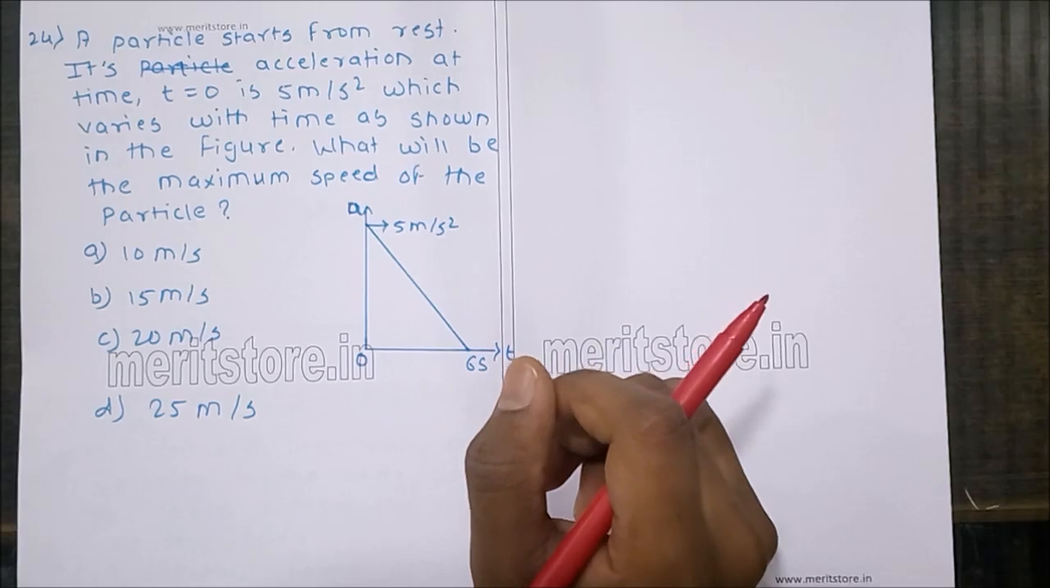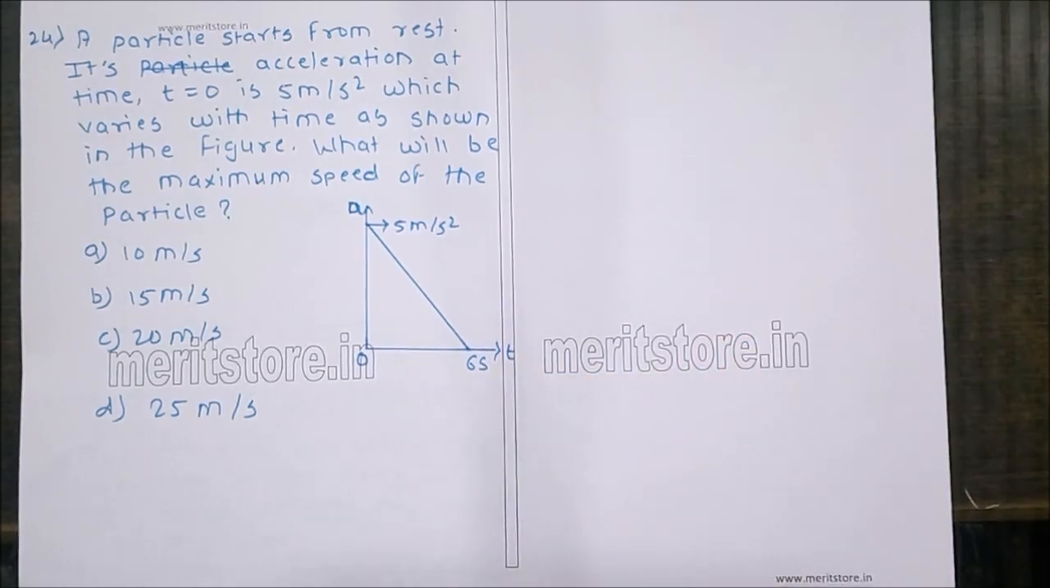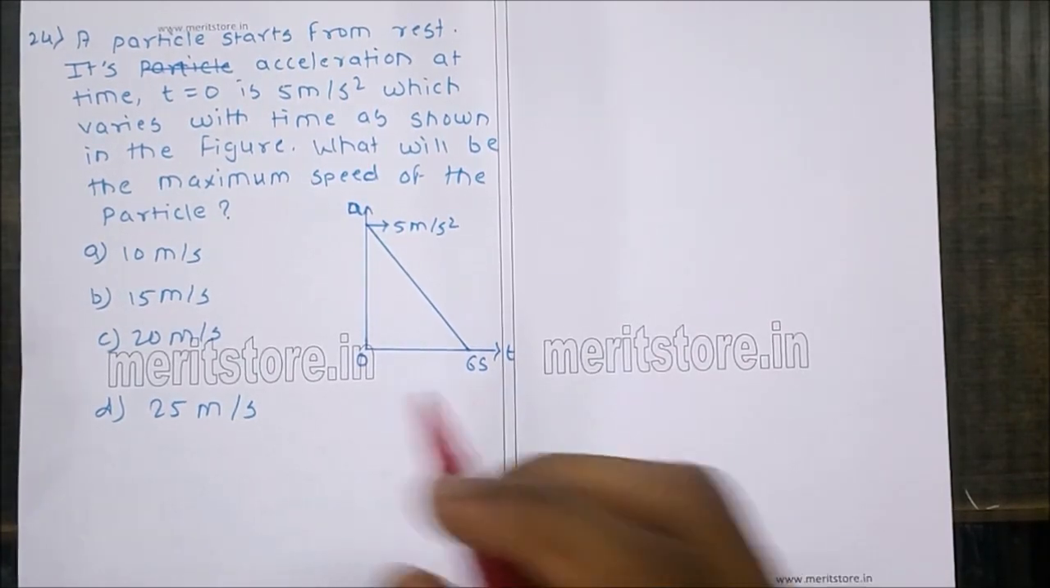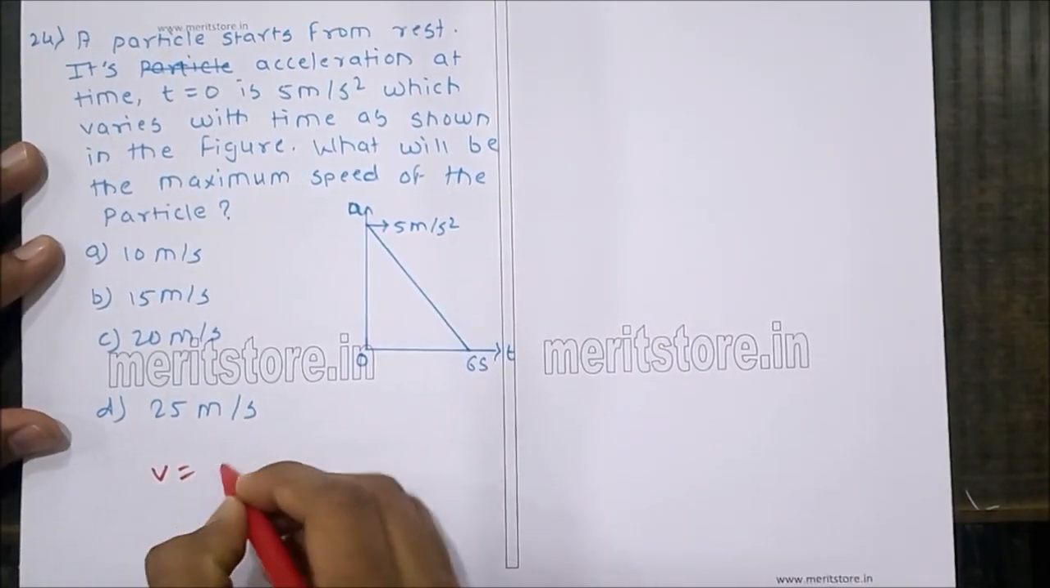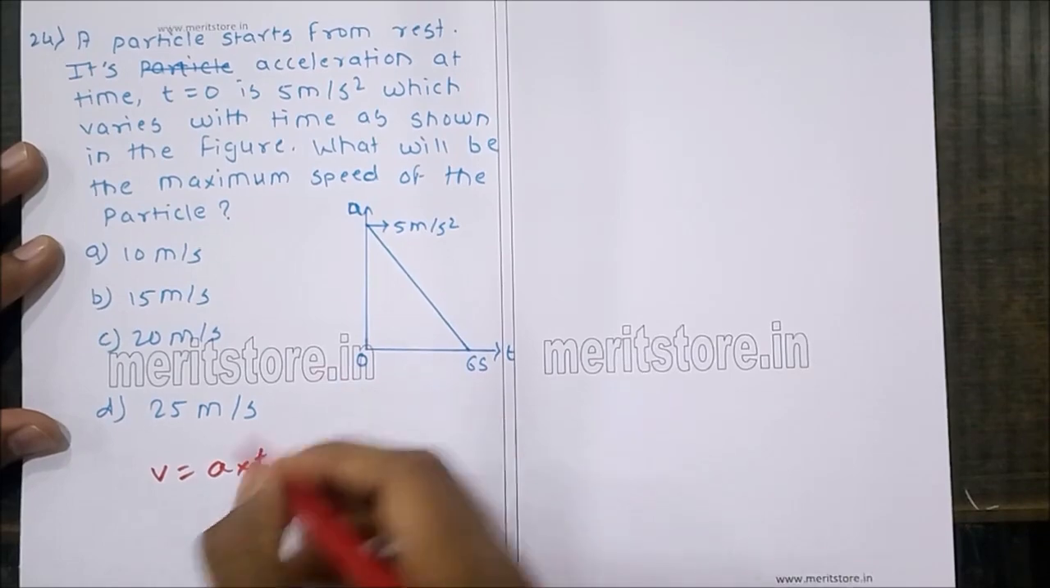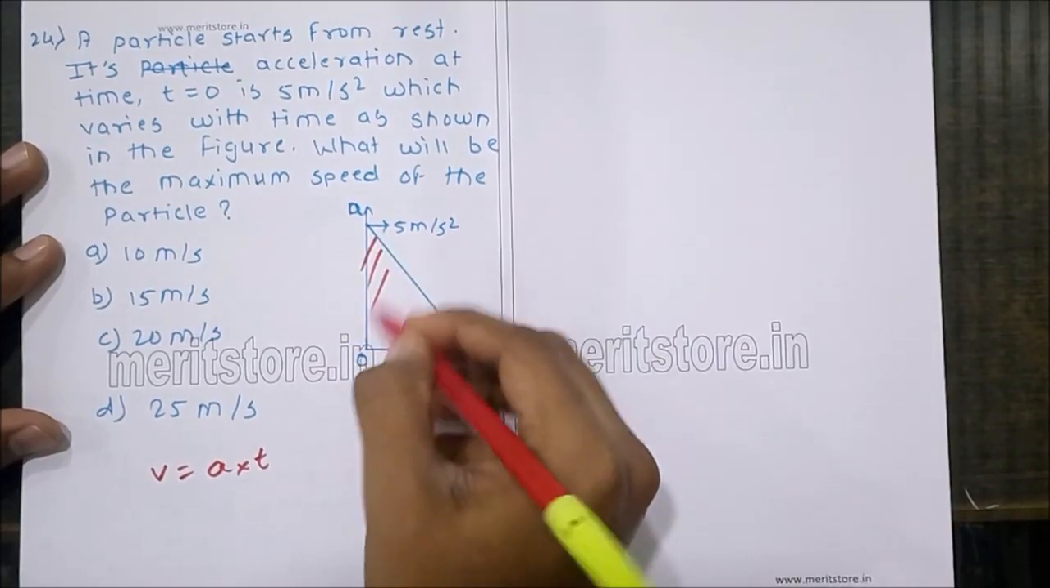A particle starts from rest. Its acceleration at time t is equal to 0 is 5 meters per second square, which varies with time as shown in the figure. What will be the maximum speed of the particle? The options given are 10 meters per second, 15 meters per second, 20 meters per second and 25 meters per second. When an acceleration time graph is given, the velocity is a into t, that is the area under this curve.